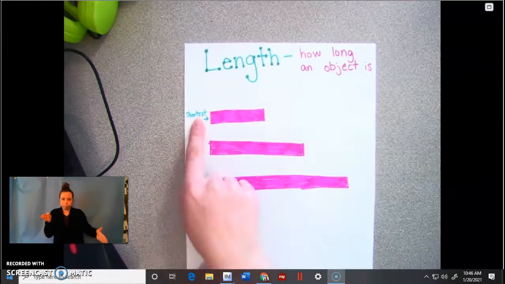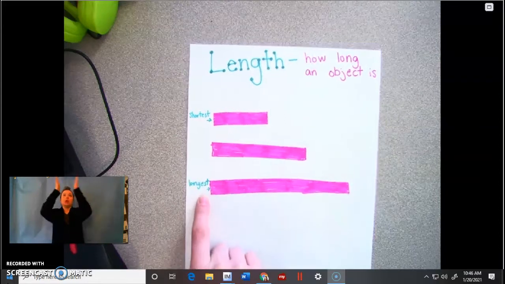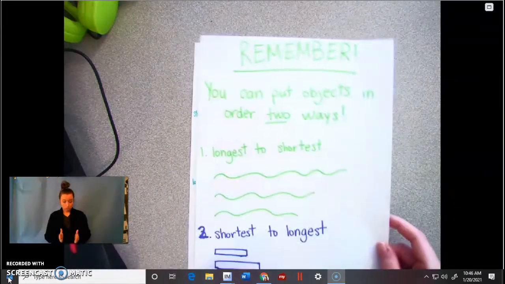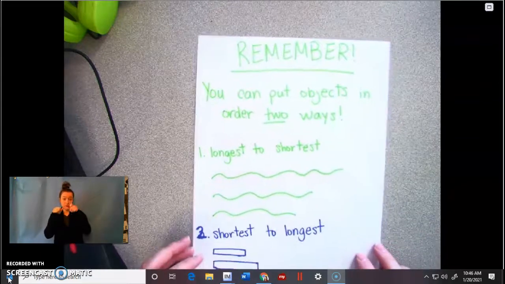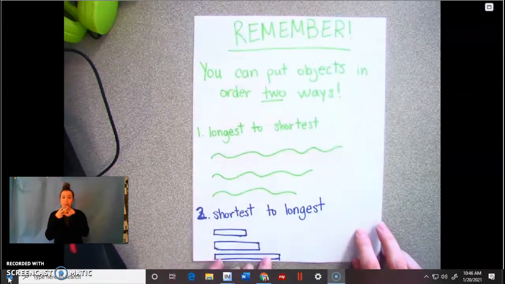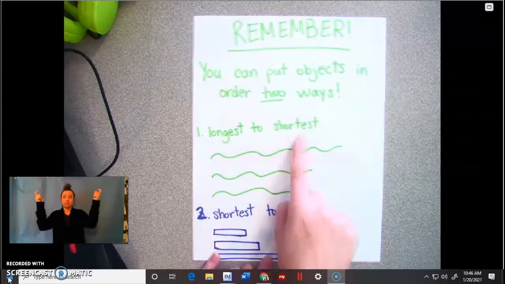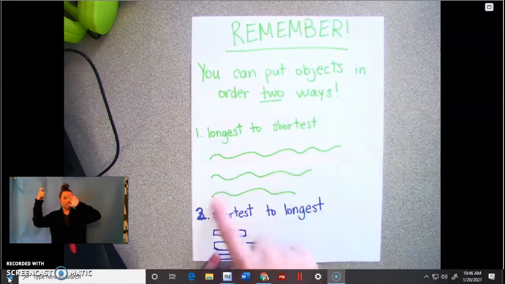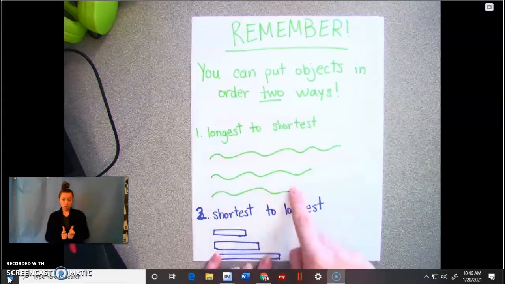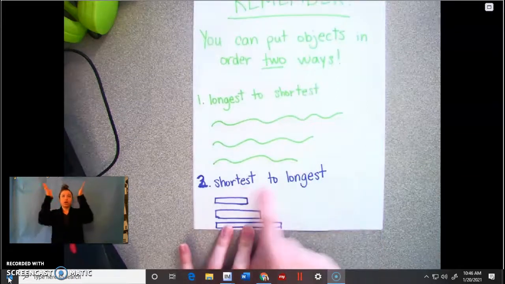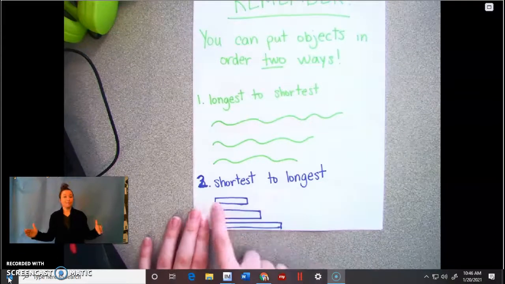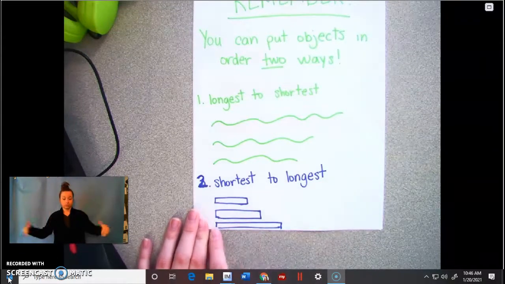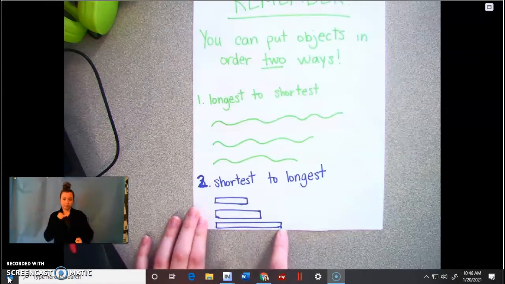We can order them from shortest to longest or from longest to shortest. So remember, there are two ways that we can order them. Longest to shortest, where the longest one is first, then the middle, then the shortest. Or we can do from shortest to longest, where the shortest is first, the middle still goes in the middle, then the longest is last.